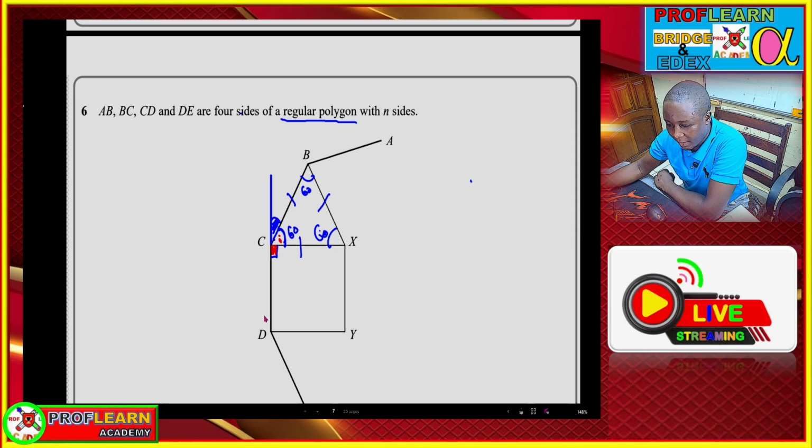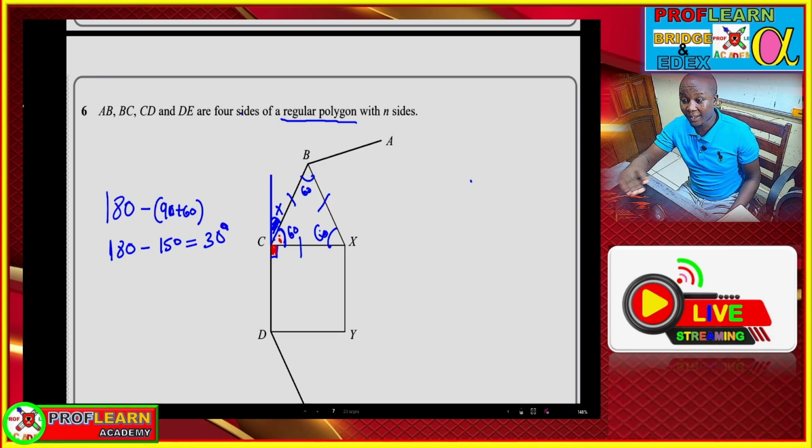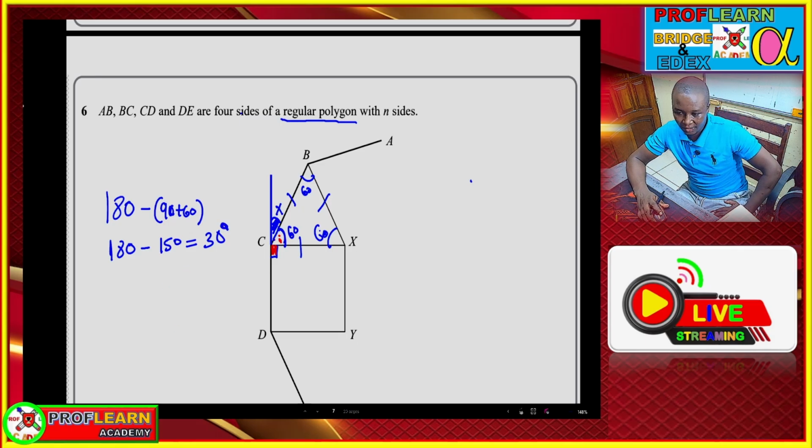This forms D, C, and up like that, it forms 180 degrees. So if we want to know this angle X, which is going to be our exterior angle, it will be 90 plus this 60 that we have here. Then we shall have 180 minus 150. So this exterior angle is 30 degrees. The exterior angle that we have at this point is basically 30 degrees.